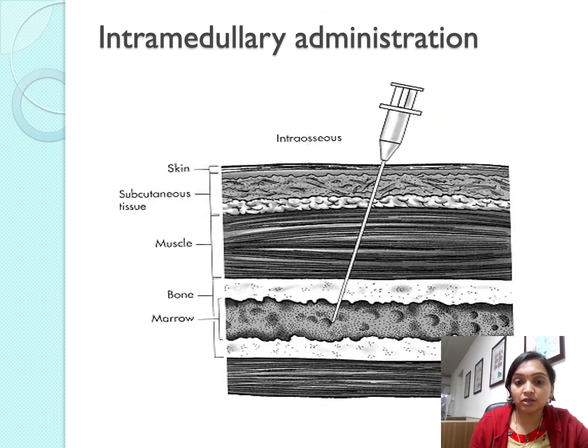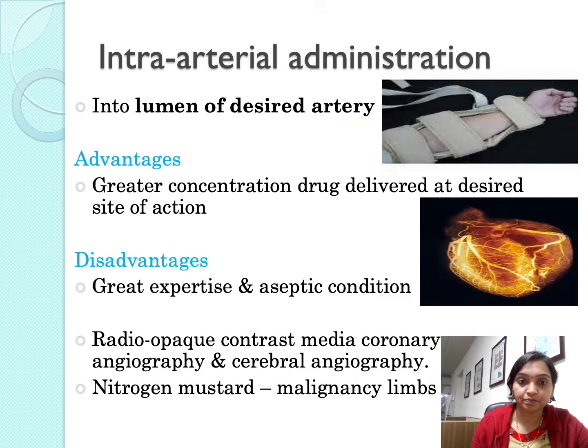So in this picture you can see, this is the skin layers, muscle, and then bone. This is the medullary cavity. So this area, the medullary cavity, and the injection is mainly given here through the medullary space.